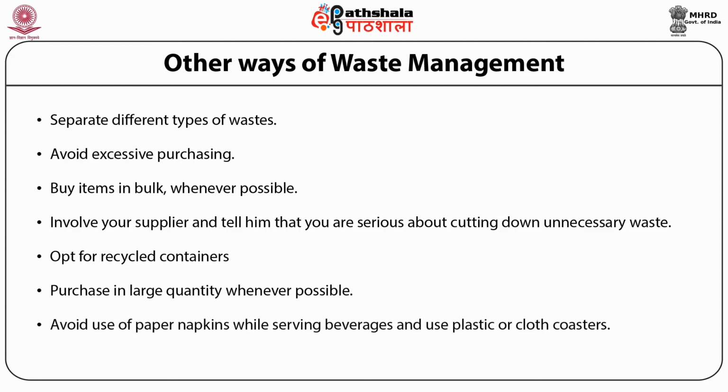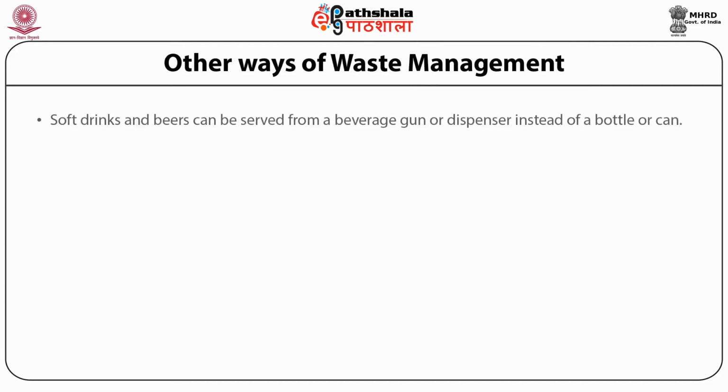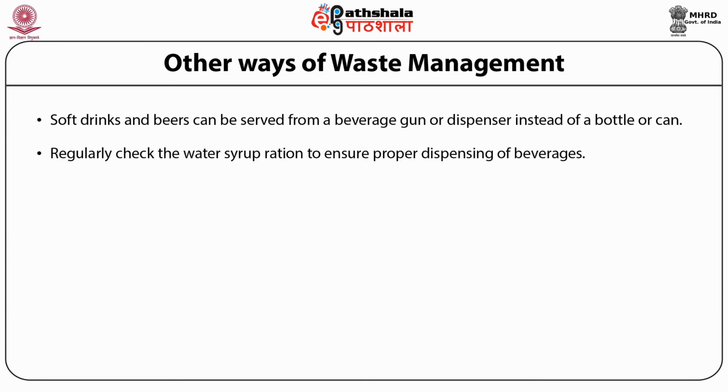Avoid use of paper napkins while serving beverages and use plastic or cloth coasters which are reusable. In case of purchasing beverages, opt for concentrated or bulk form. Soft drinks and beers can be served from a beverage gun or dispenser instead of a PET bottle or can. Regularly check the water syrup ratio to ensure proper dispensing of beverages.